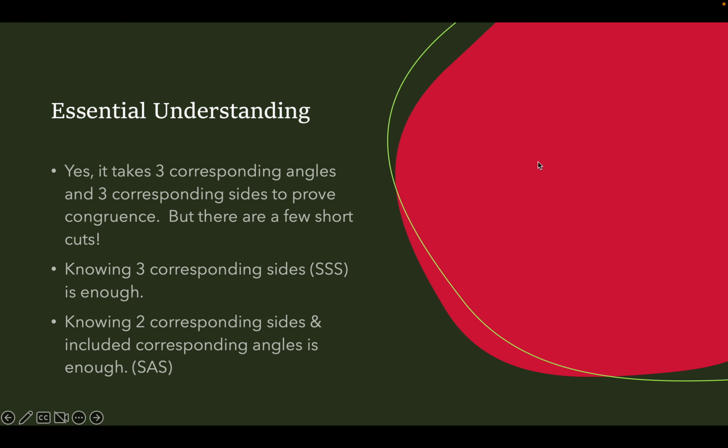You must know that in order for two triangles to be considered congruent, to prove them congruent, you have to prove that the three corresponding angles and the three corresponding sides are congruent. There are a few shortcuts though. Knowing just three corresponding sides, SSS, is enough. Knowing two corresponding sides and one included angle is enough. That's SAS.